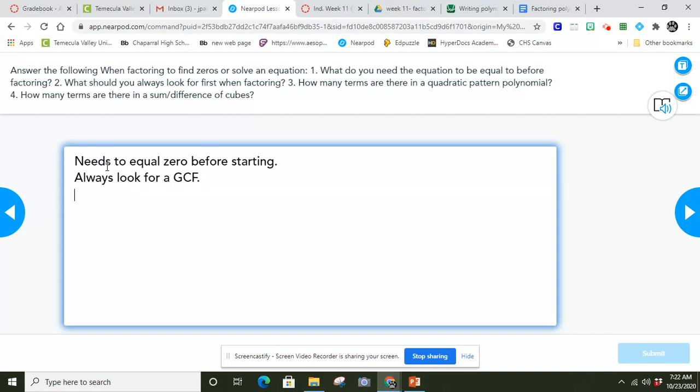How many terms are there in a quadratic pattern polynomial? 3 terms. We need it to be a trinomial. How many terms are in the sum and difference? We need that to be a binomial. You're just adding or subtracting 2 things, 2 terms. So when you see something with 2 terms, you should be thinking sum or difference of cubes. When you see a trinomial, you should be thinking the quadratic pattern.